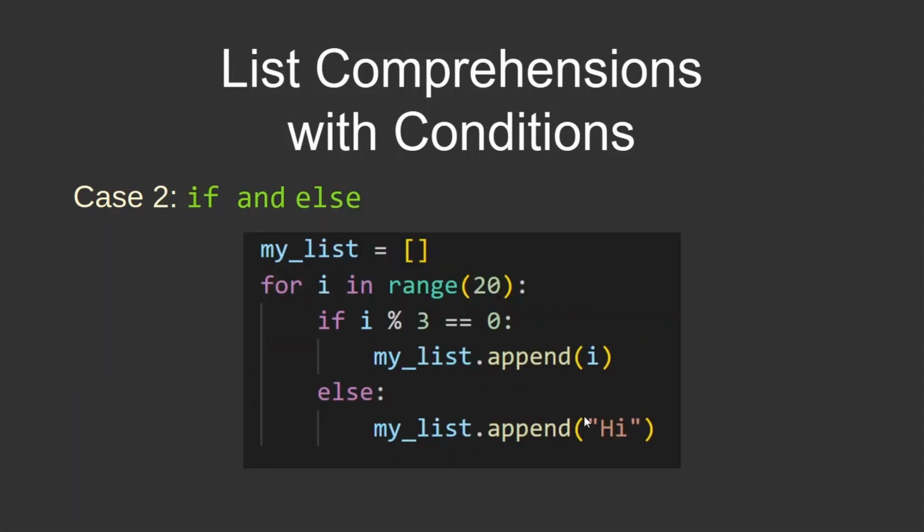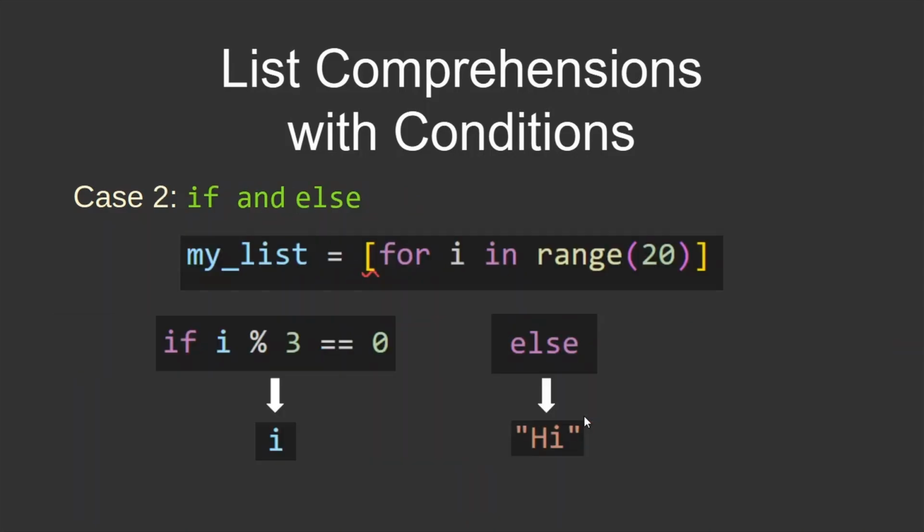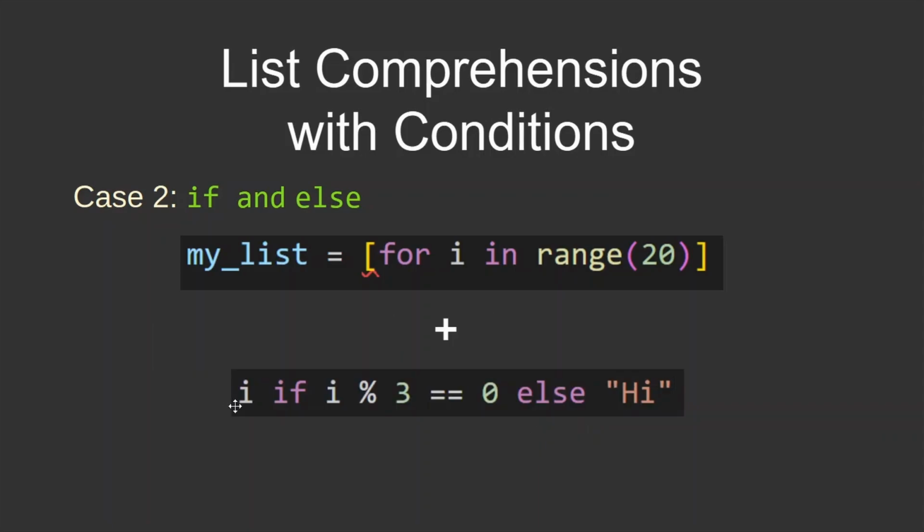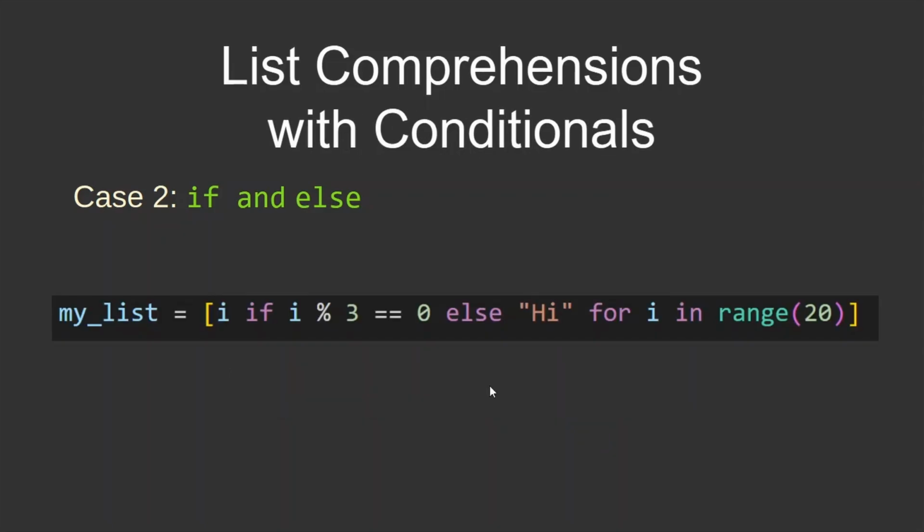Case 2, with else. Again, let's split it in parts. The list comprehension, the condition, else, and the parts to append. In this example, if i is divisible by 3, we append i, else we append high. We can merge this to append i if i is divisible by 3, else high. This is a ternary operator and comes in the beginning of the list comprehension, like this.